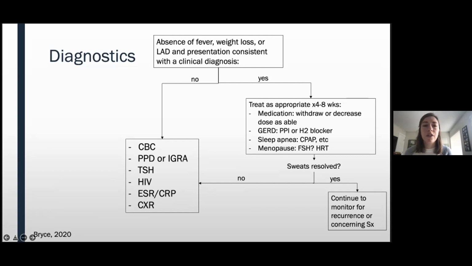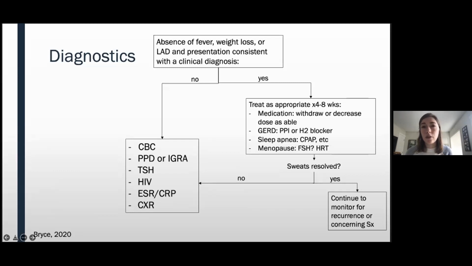But if the first condition is not true, they have any of those red flag signs, or they don't really have symptoms pointing you down one of those pathways, or their sweats don't resolve after an empiric treatment, initial testing to consider would be the tests that are listed here. This is what's been proposed both in a couple different algorithms like this and on UpToDate.